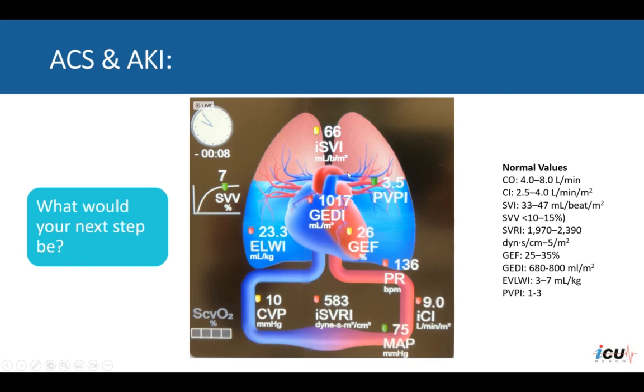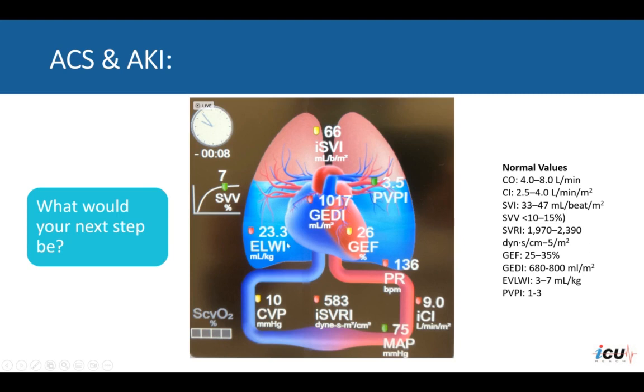So we have an increased stroke volume index, we have an increased cardiac index. Look at the heart rate, 136. And the afterload, this patient's systemic vascular resistance index is very low, 583. So clearly we have distributive shock syndrome with decreased SVR and increased cardiac output.